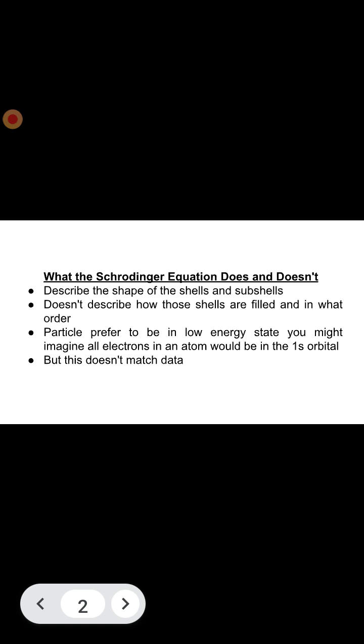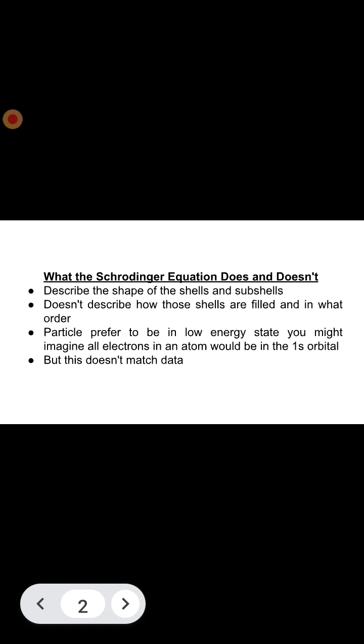But on the other hand, it has some demerits, like it could not tell how the electrons are filled inside these shells. And we know that according to the Schrodinger wave equation, the 1s orbital has the lowest energy. So all the electrons would prefer to be present in the lowest energy level, that is 1s. But we know that this is not the case.